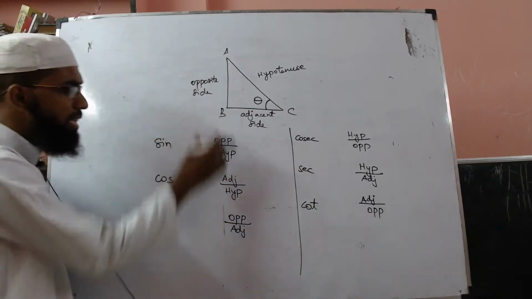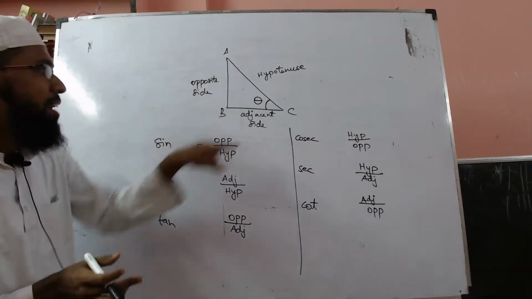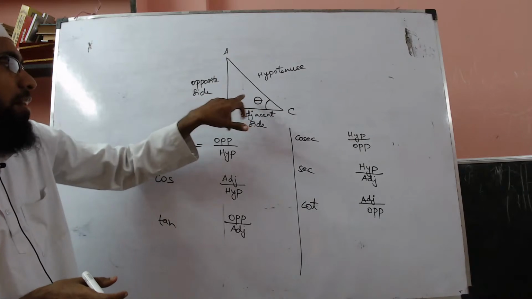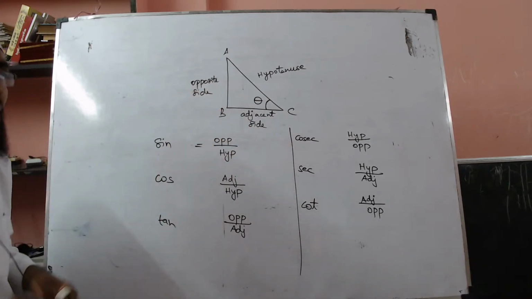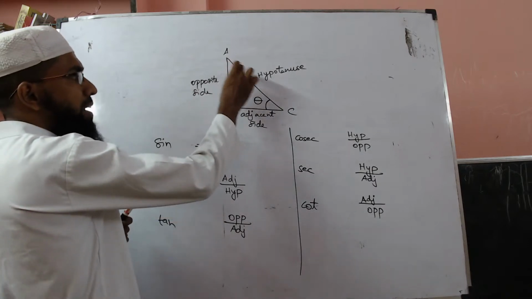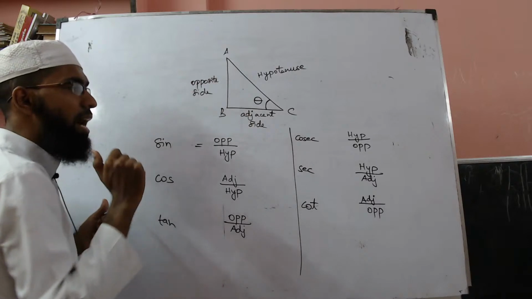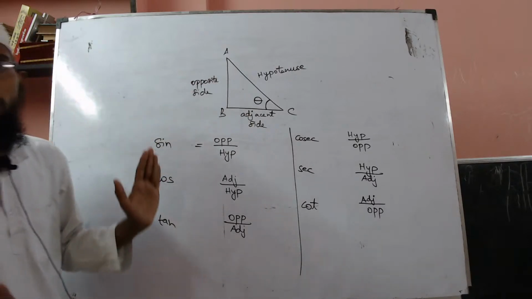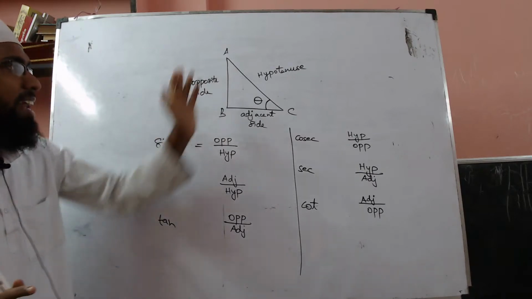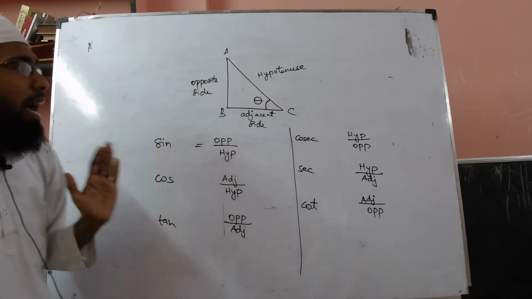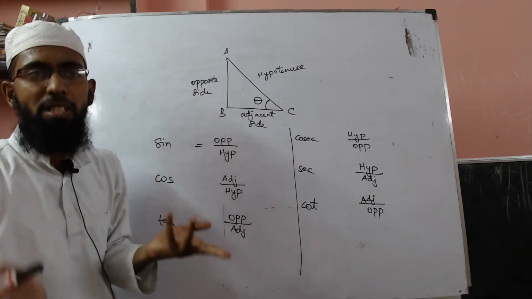Now, for all these six babies, who is the father? Which is the origin of it? It is this theta. Since this is my theta, for this theta, this is my opposite and this is my adjacent. If I change my theta to this angle A, then this will become opposite and this will become adjacent. So the opposite side and hypotenuse is the fixed one. The longest side we call the hypotenuse. But the opposite side and adjacent side depend upon the angle.